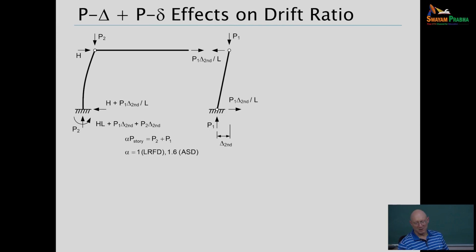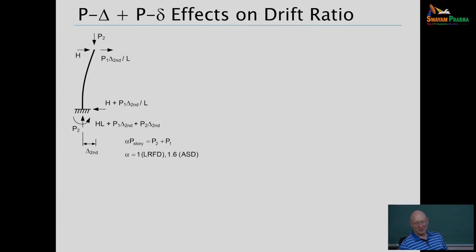So the alpha P story here is P1 plus P2. You can say let's suppose those are factored loadings for some load combination we're checking. And again, alpha is 1 for LRFD. We won't bother to talk about 1.6 and needing to scale from working load level to strength and then divide by 1.6 again to get back to working load. Can we say that in the sway problem, small delta is the same as capital delta? Not quite. Yeah, and this is a good example to understand some of that.